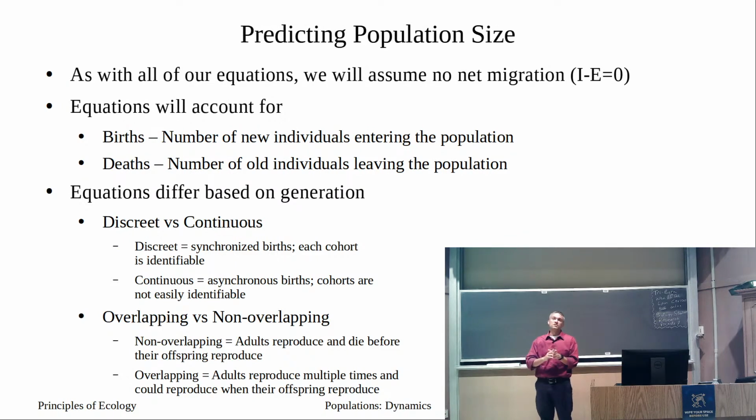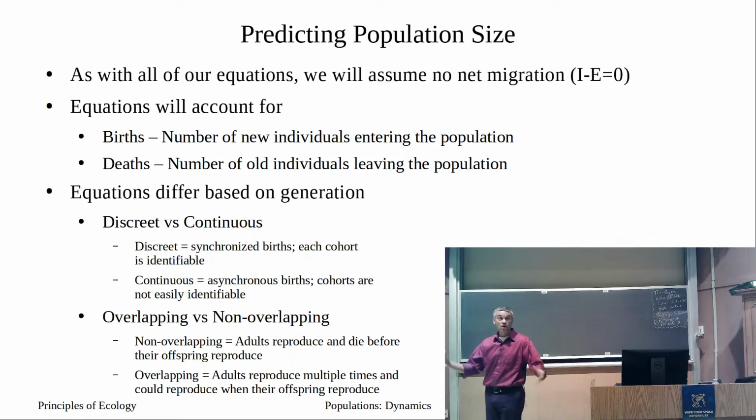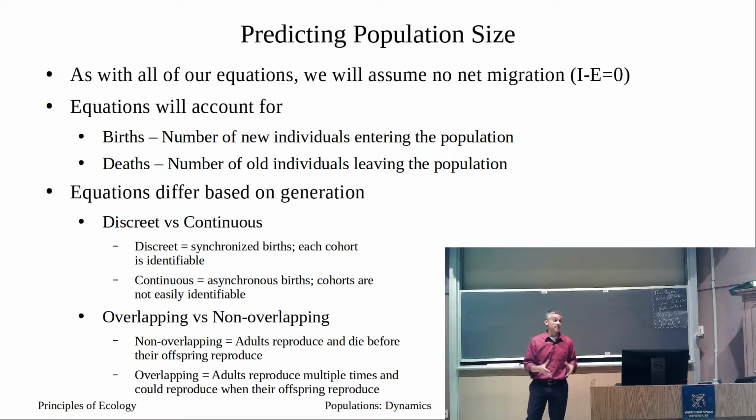That allows us to very easily identify that cohort that's born, because the individuals that enter the population are all going to be at the same age. They're all going to age at the same time. So a 2-year-old individual, we know when they were born, 2 years ago in that 1 week.